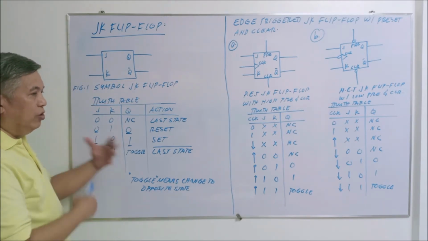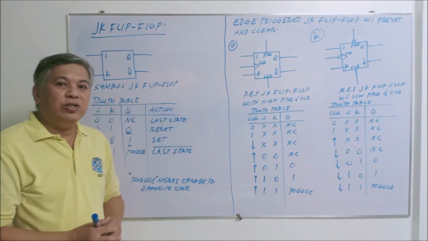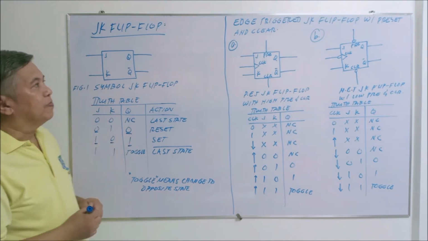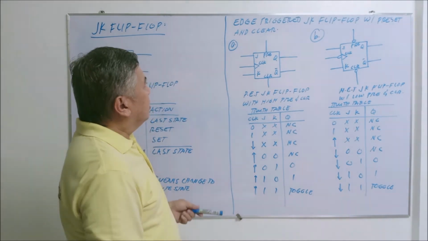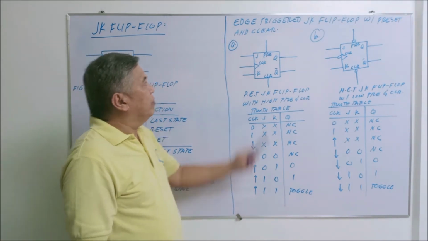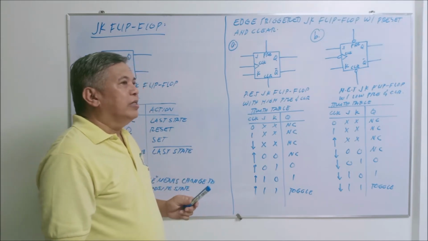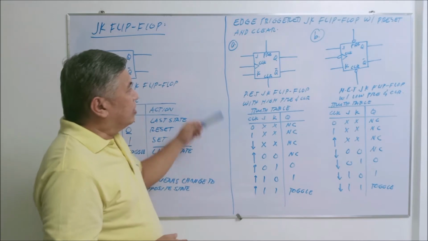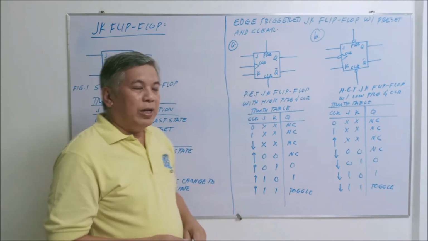Okay? So we will do some clarification on that later as we go along with our discussion, especially in the timing diagram part. Now, let me discuss here the edge-triggered JK flip-flop with preset and clear. This is actually the same as that of your D flip-flop. But this time, instead of using D flip-flop, we're using JK flip-flop.